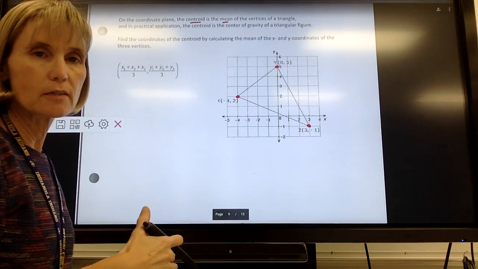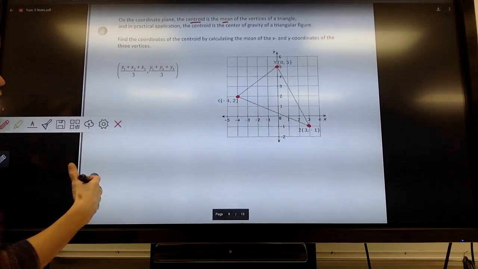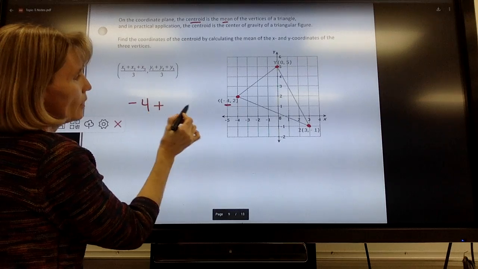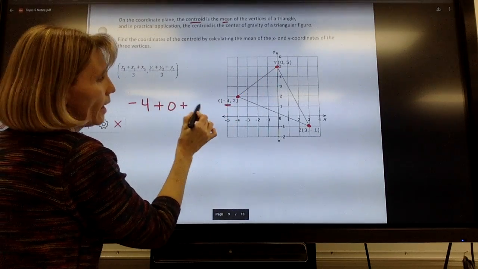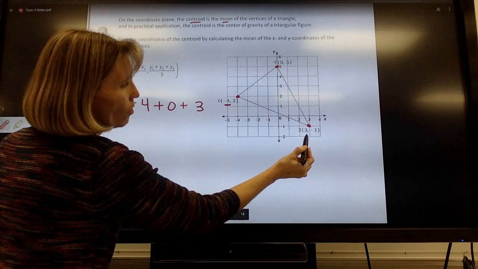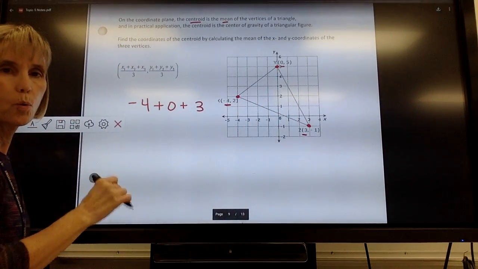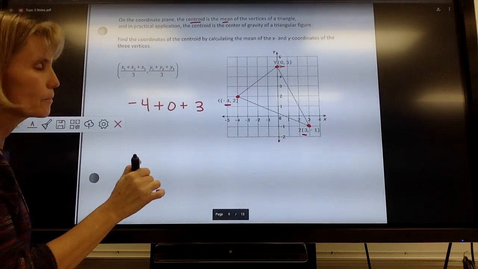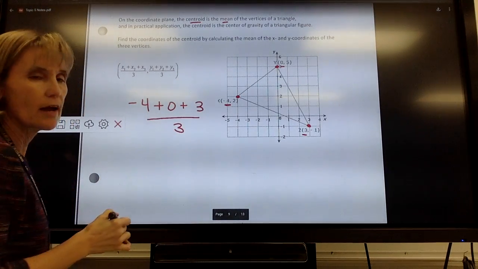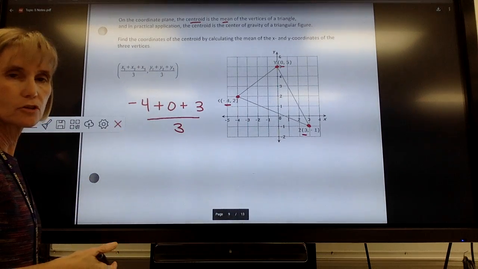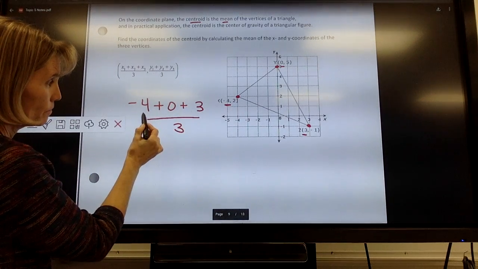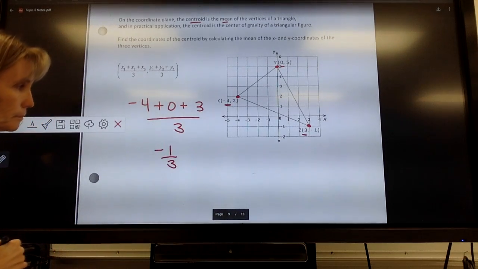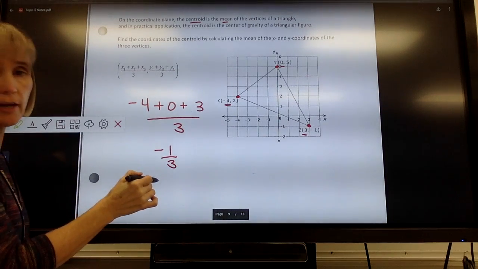So you're going to average the x values and you're going to average the y values. Okay, remember in an ordered pair we have x's first. So I'm going to take -4, I'm going to add it to 0, I'm going to add it to 3. So I just took all of the x values from each corner of the triangle. Okay, there's 3 vertices, 3 corners, so I'm going to take 3 x values. I'm going to add them up and divide by 3. To find the average, we add them up and divide by how many numbers there are. Well, there's 3 numbers. So I'm going to add those up. -4 plus 0 plus 3 is a -1 over 3. So that's my average x value.